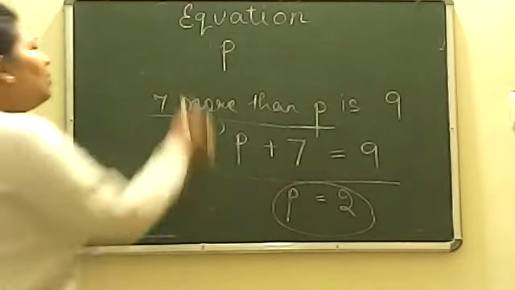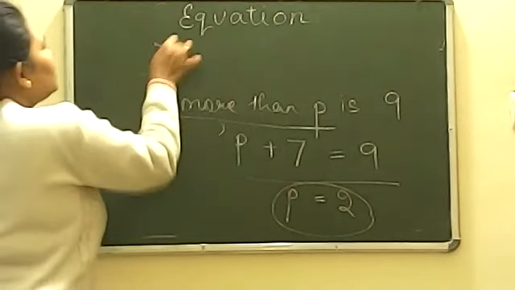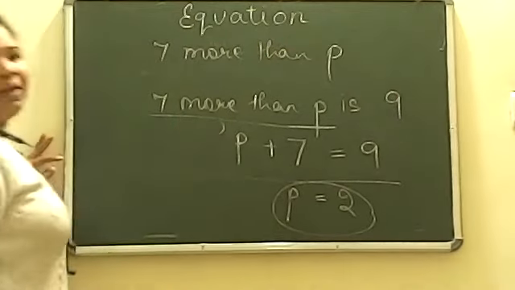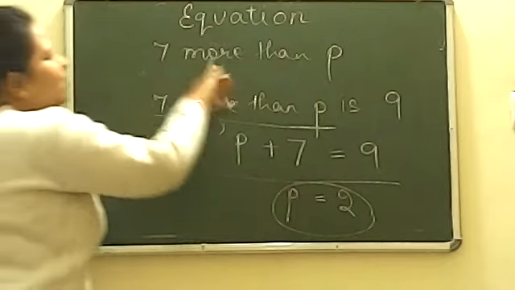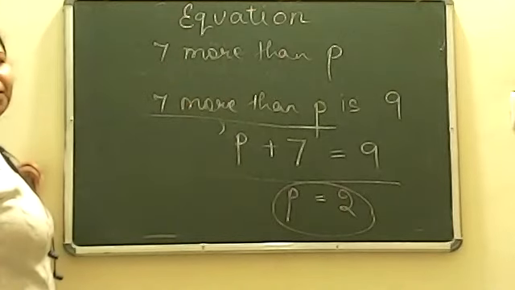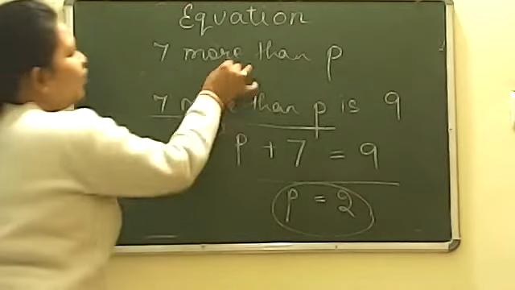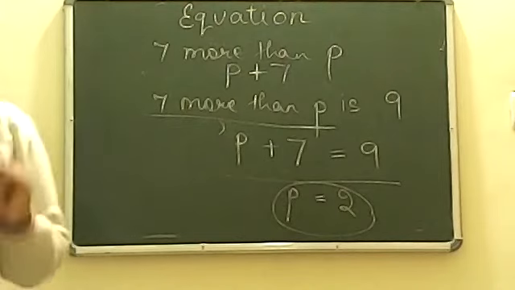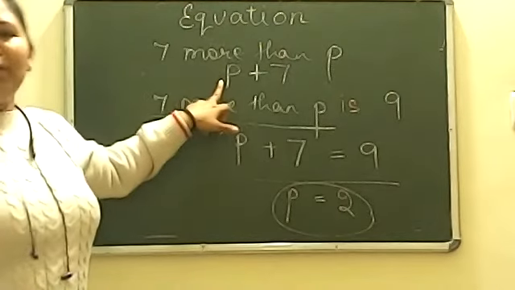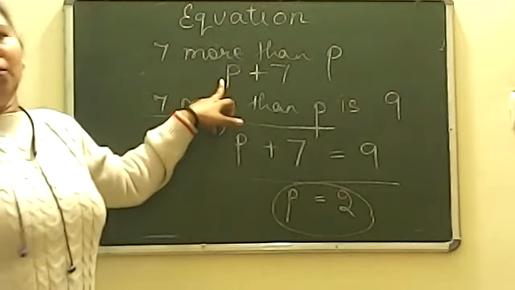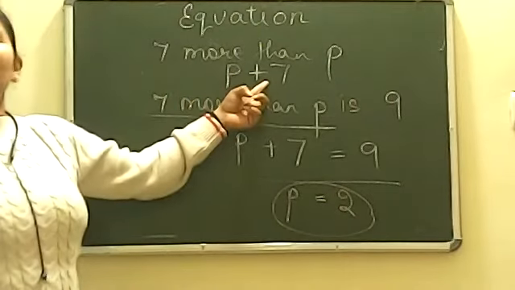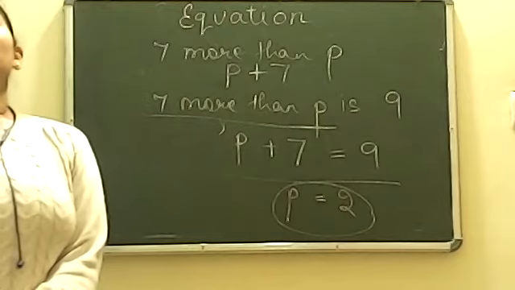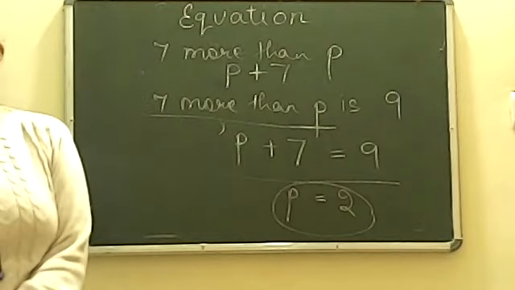But if I tell you just the expression, 7 more than p, what will be your answer? Tell me faster. Yes, absolutely right. Your answer will be p plus 7. Tell me now, in this condition, will you be able to guess the answer? Yes or no? Wonderful. Correct answer. You will not be able to guess the answer because I am not giving you any condition.